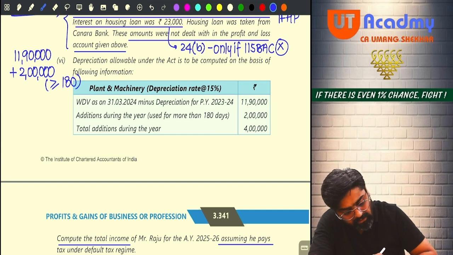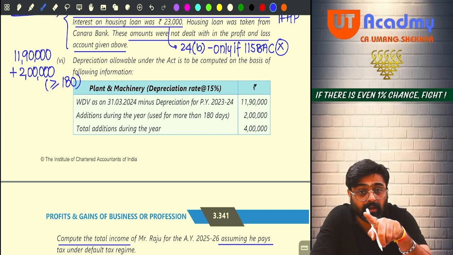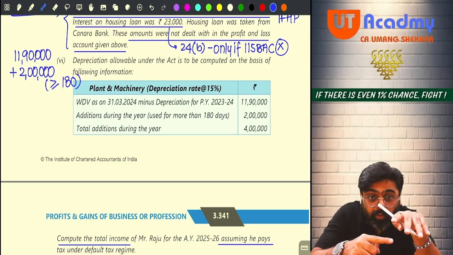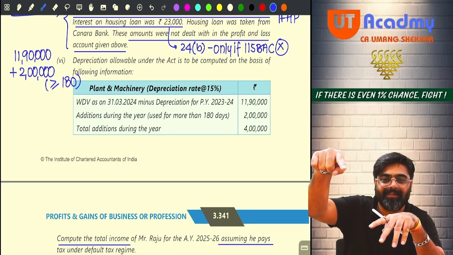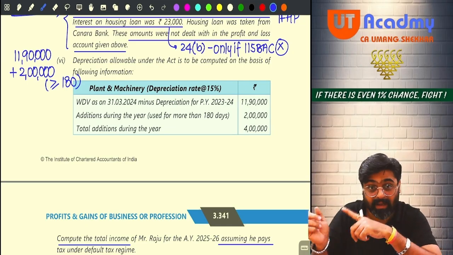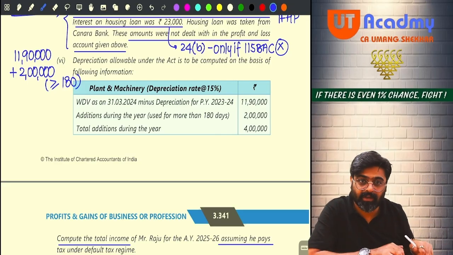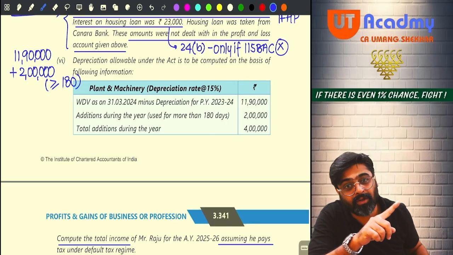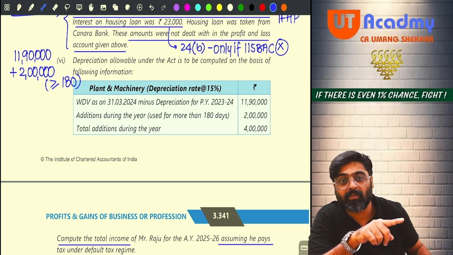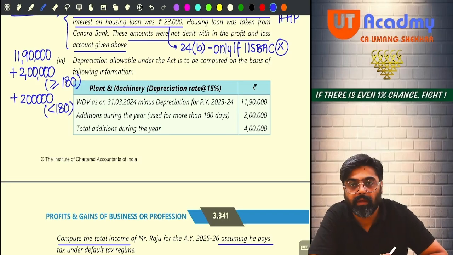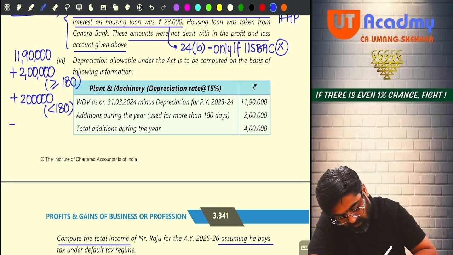There is no addition of less than 180 days. Okay. Is there any deletion? No deletion, but they are saying that the total additions during the year are 4 lakhs. Meaning out of that 4 lakh, 2 lakhs is this. So what about the balance 2 lakhs? Balance 2 lakhs is also addition in this year. So 4 lakh is the total additions this year. Out of that, 2 lakh is addition put to use for 180 days or more, and 2 lakhs is addition used for less than 180 days. And there are no deletions, meaning nil. Can you get the total over here?